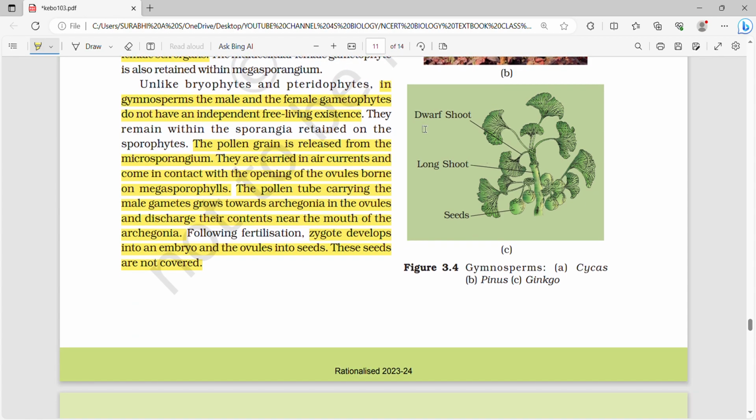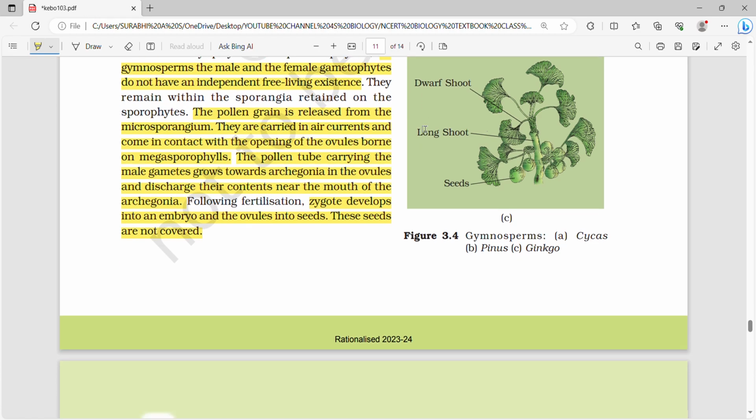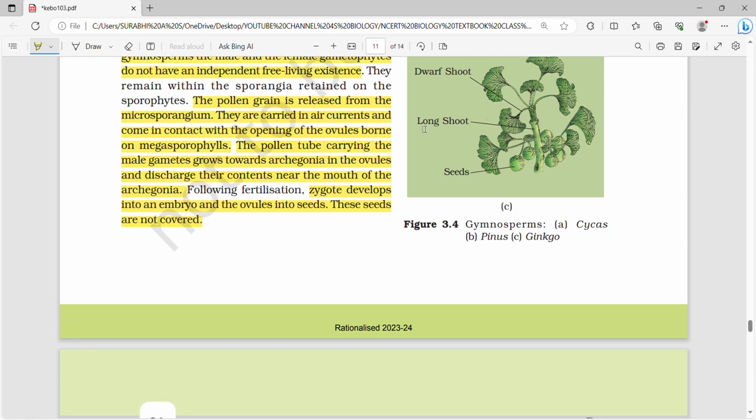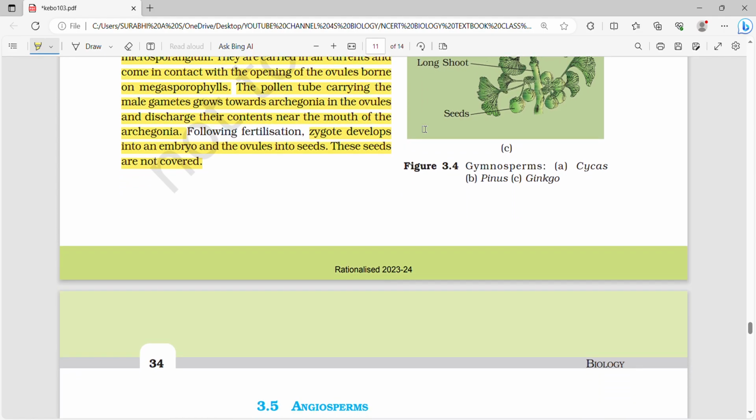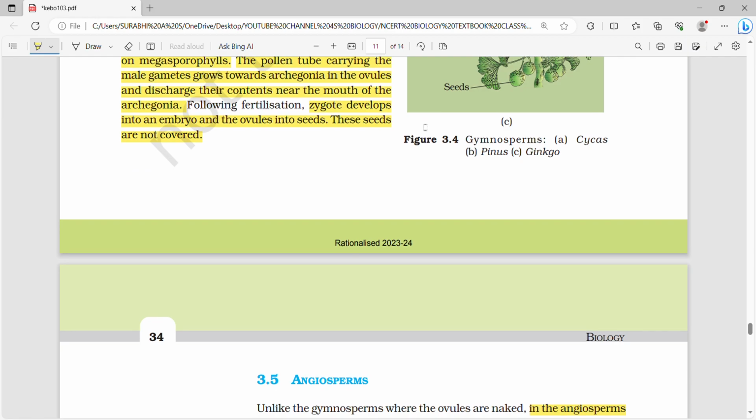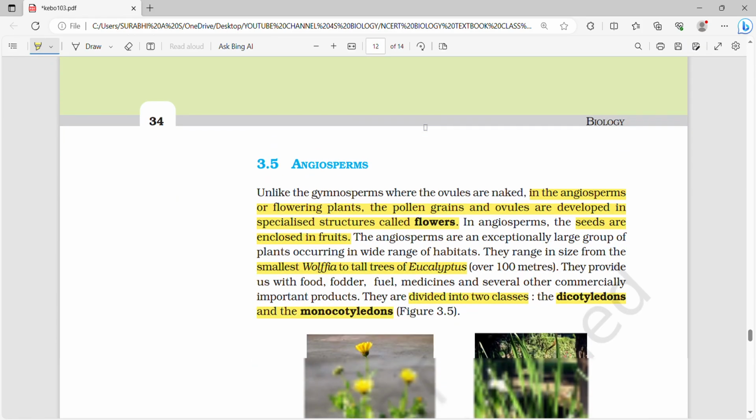Unlike in bryophytes and pteridophytes, in gymnosperms, the male and female gametophytes do not have any independent free living existence. The pollen grain is released from the microsporangia. They are carried in air currents. There is no water here, only air currents, and it will reach the ovule. The pollen tube carries the male gametes towards the archegonia in the ovule, and they discharge their contents near the mouth of the archegonia. They later fuse, the zygote forms to develop into an embryo, and the ovule develops into seeds, and these seeds are naked, that is, they're not covered.